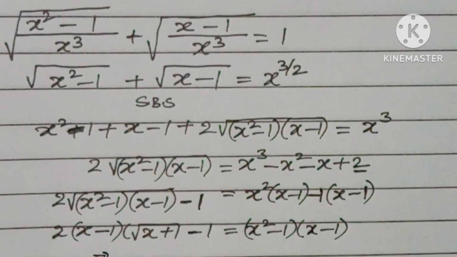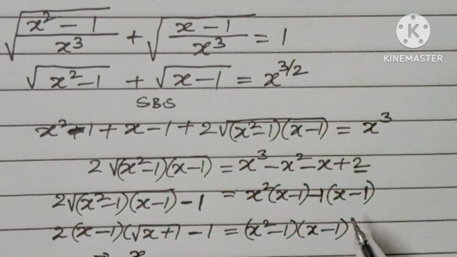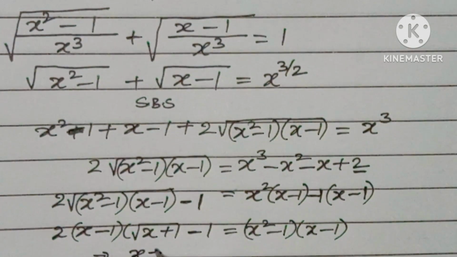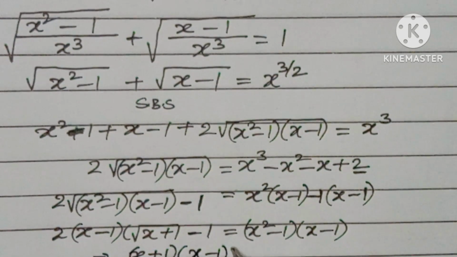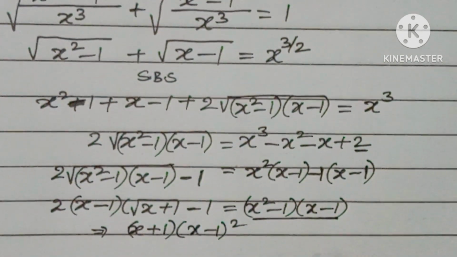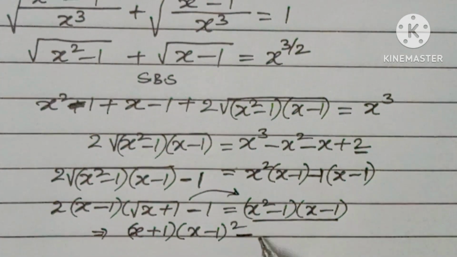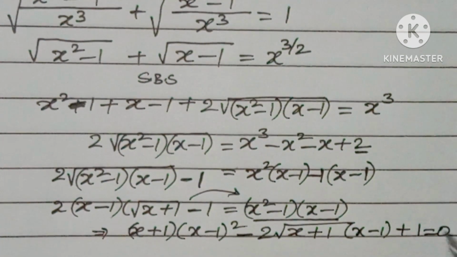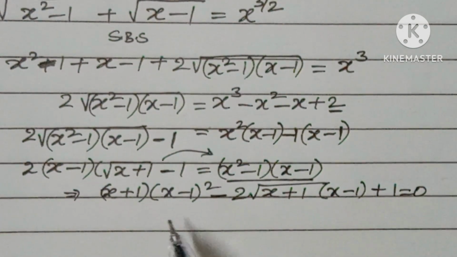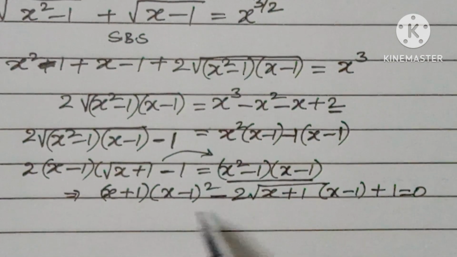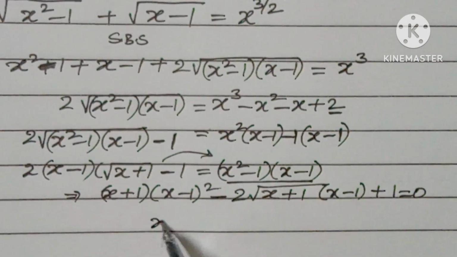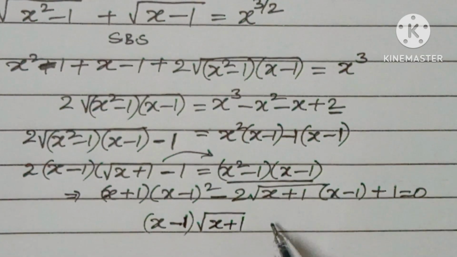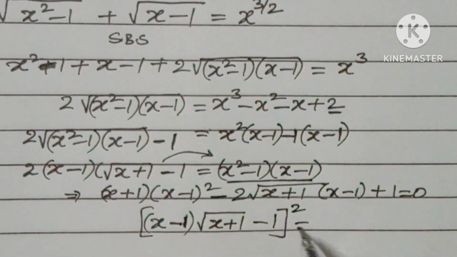So this can be written as, if you send all the terms to that side, x plus 1 into x minus 1 whole square minus 2 root of x plus 1 into x minus 1 plus 1 equal to 0. Now it is a quadratic in this value, a square plus b square minus 2ab. So here what we get, x minus 1 into square root of x plus 1 minus 1 whole square is equal to 0.